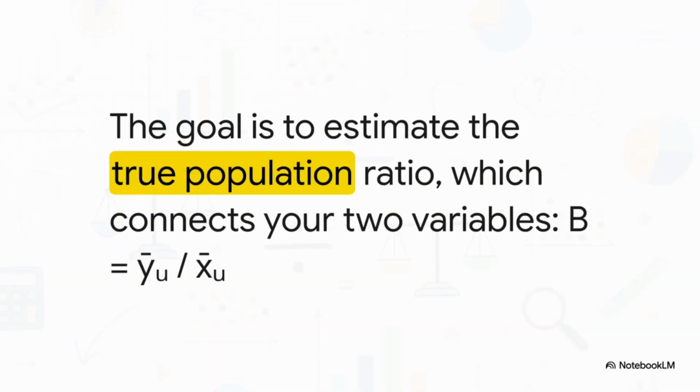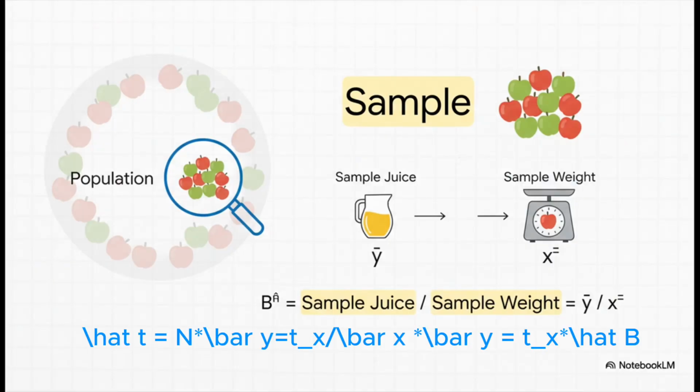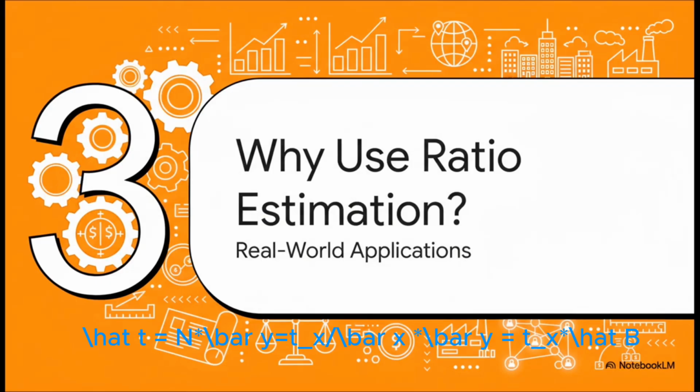Ultimately, what we're trying to figure out is the true population ratio. We'll call it B. As you can see, B is the true average juice content of all the apples on the truck, divided by the true average weight of all the apples on the truck. You can think of this B as the true juice yield per pound for the entire population. But here's the thing. We can't actually know the true B without juicing every single apple. So what do we do? We estimate it. We take our random sample of apples, we calculate their average juice content, that's Y bar, and we divide it by their average weight, X bar. And that gives us B hat, our best guess for that true population ratio. Okay, so that's the basic idea.